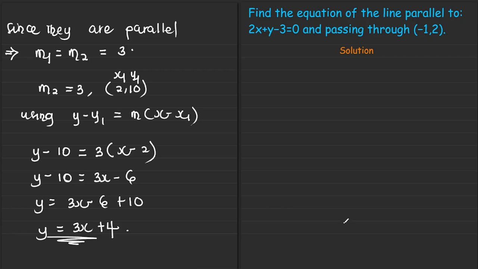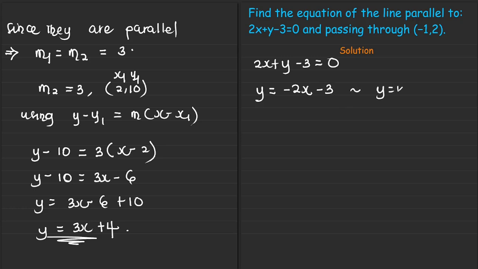Now, this question we have here says find the equation of the line parallel to 2x plus y minus 3 is equal to 0, and passing through the point negative 1, 2. Our equation is what? 2x plus y minus 3 is equal to 0. Now, this is not written in the slope intercept form, so we can't point out the gradient straight away. We would first need to make y the subject. Making y the subject, we have y being equal to negative 2x minus 3.